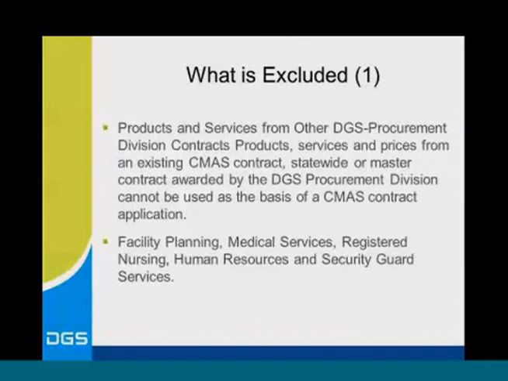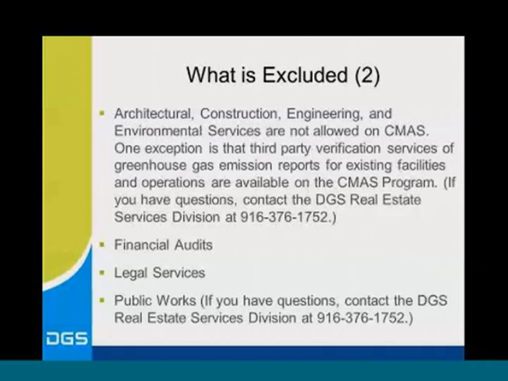Furthermore, facility planning, medical services, registered nursing, human resources, and security guard services are excluded. Architectural, construction, engineering, and environmental services are not allowed on CMAS. One exception is that third-party verification services of greenhouse gas emission reports for existing facilities and operations are available on the CMAS program. If you have any questions regarding this portion, please contact the DGS Real Estate Services Division at 916-376-1752.